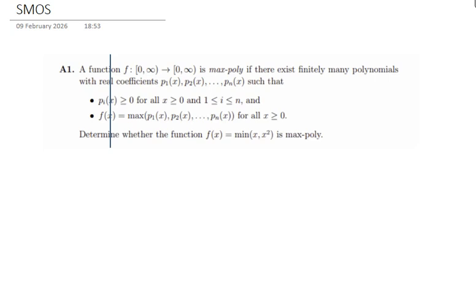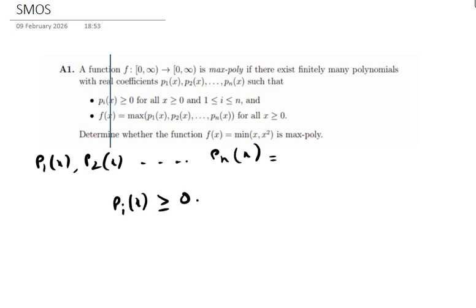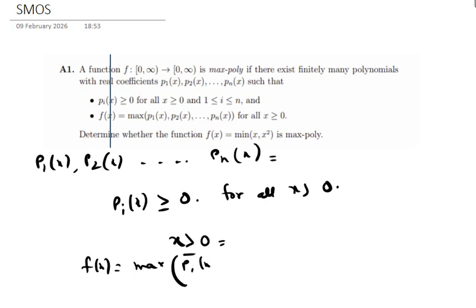So we are told a function f from [0, infinity) to [0, infinity) is called a max poly if there exist finitely many real polynomials p1(x), p2(x) and so on up to pn(x) such that each polynomial satisfies pi(x) greater than or equal to 0 for all x greater than or equal to 0, and for all x greater than or equal to 0, f(x) is equal to max of p1(x), p2(x) and so on up to pn(x). Okay, so what does that mean in simple terms?